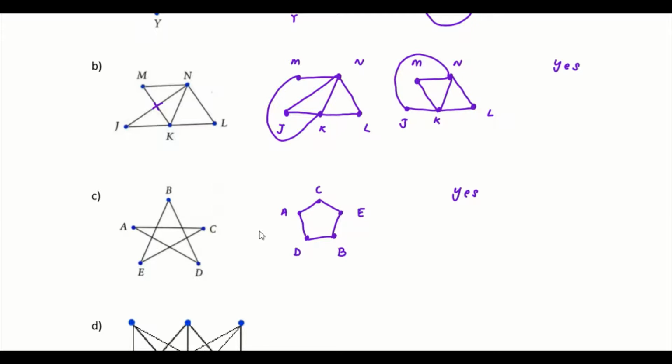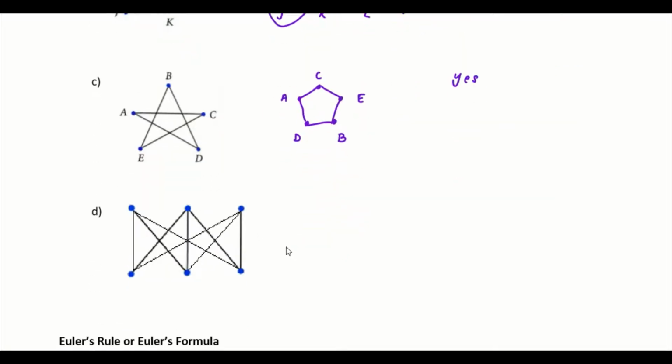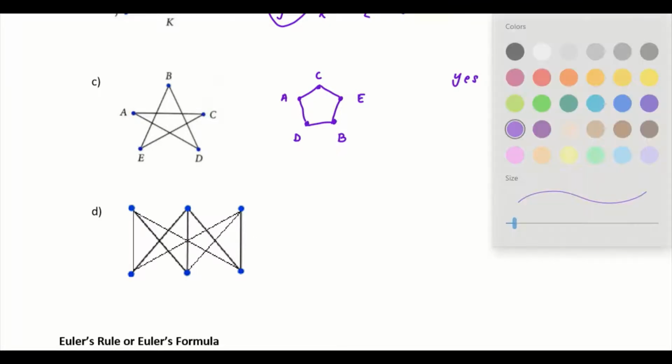Okay, so now let's move on to D. So yeah, I can straight away tell you that this is one of the examples that you can't redraw as a planar graph. Sorry, let me rephrase my words. It is not a planar graph, so no matter how you draw it, it cannot appear as a planar graph. Okay, so why is that?